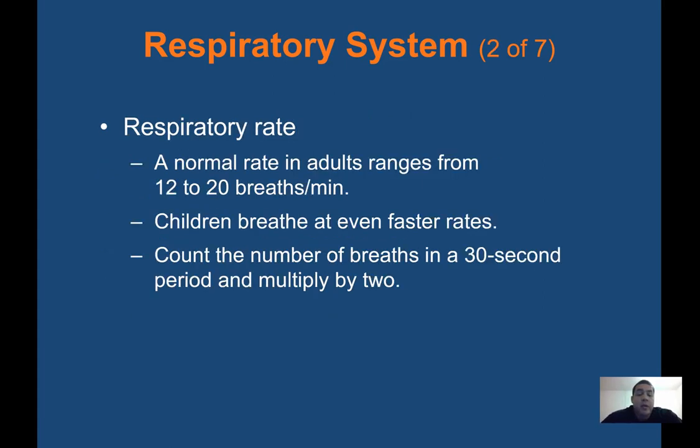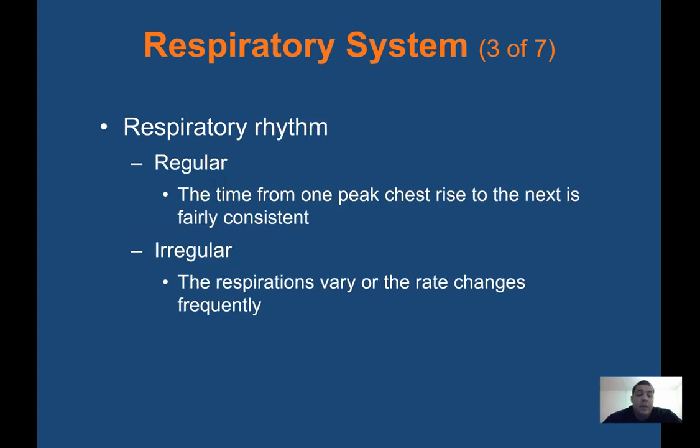Respiratory rate. A normal rate in adults ranges from 12 to 20 breaths a minute. Children breathe at even faster rates. Count the number of breaths in a 30-second period and multiply it by 2. So if the patient's breathing 10 times in 30 seconds, you're going to multiply that by 2. So he's breathing 20 times a minute. Respiratory rhythm. Regular. The time from one peak chest rise to the next is fairly consistent. Irregular. The respirations vary or the rate changes frequently.